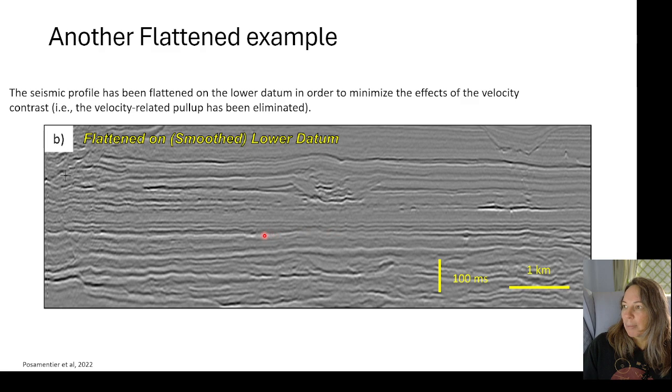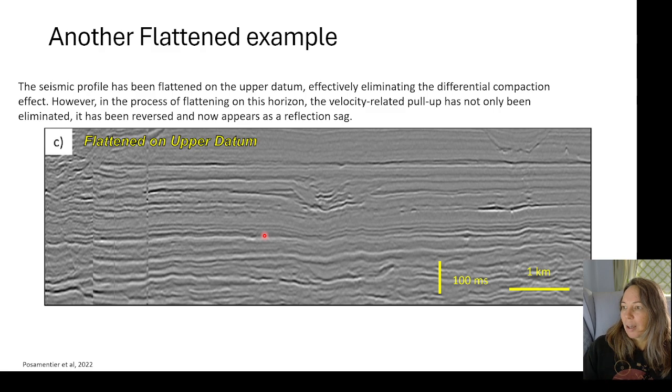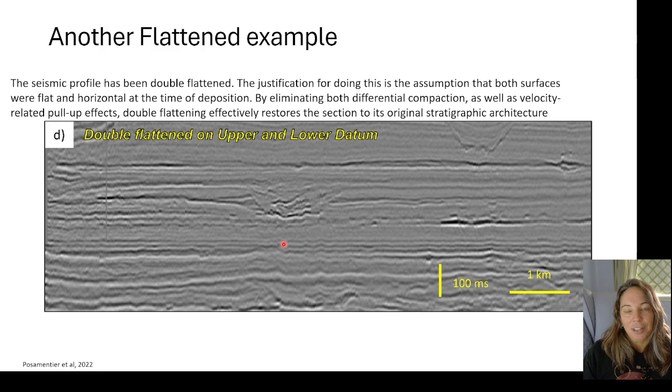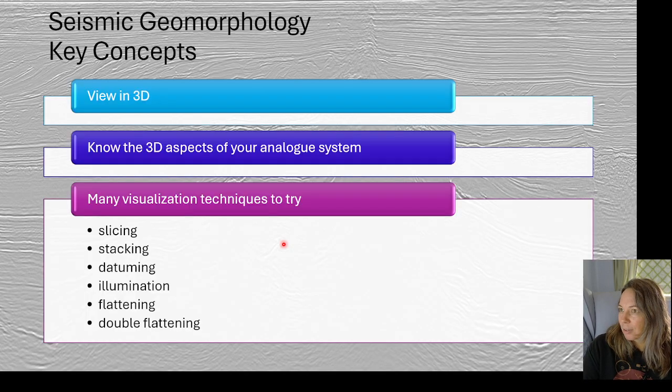And that helps minimize the effects of the velocity contrast below it. Or we could flatten on the upper horizon, or the upper datum right here. And so that gets rid of the differential compaction from the channel, but we still have those velocity related sags. And so we do a double flattening on the upper and the lower, and that gets rid of the velocity issues and the differential compaction issues.